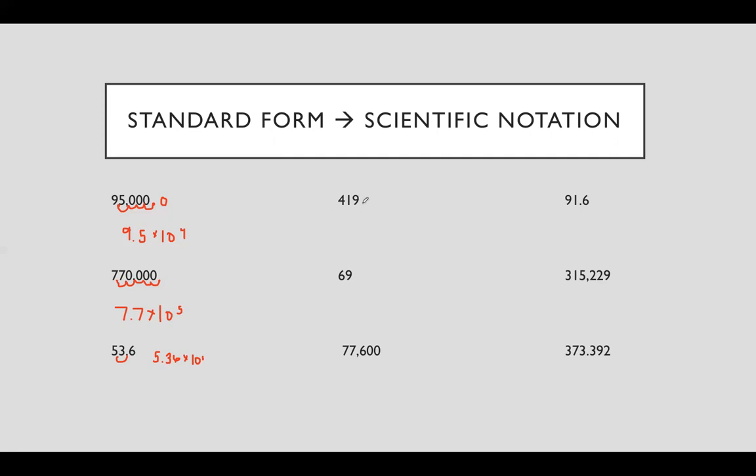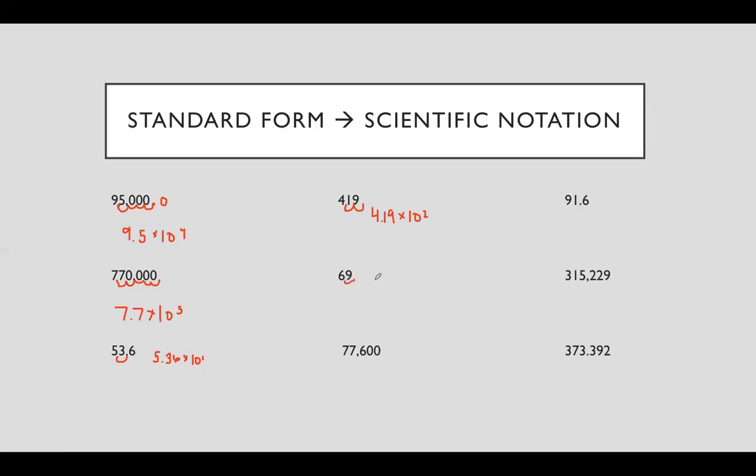Here we have 419. Our decimal's right here. We're moving it over 1, 2 places, so we get 4.19 times 10 to the second. And you're not going to want to round for these decimals because then your standard form will become a different number. It would end up being 420 instead of 419 if we just wrote 4.2.